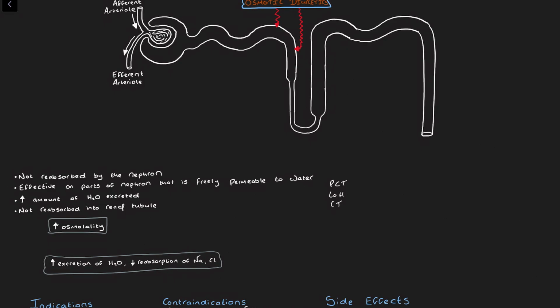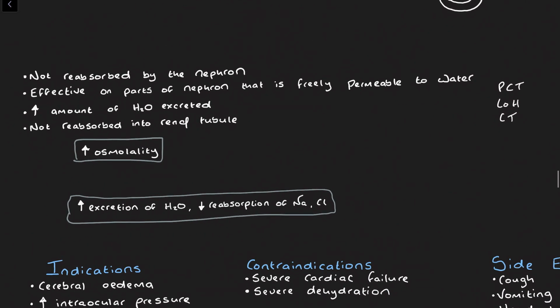It induces diuresis as it's not reabsorbed in the renal tubule. This then increases the osmolality of the glomerular filtrate, therefore facilitating excretion of water and inhibiting reabsorption of sodium chloride and other ions.